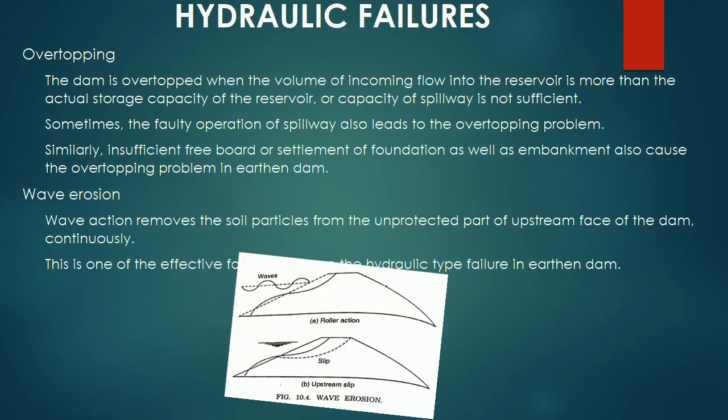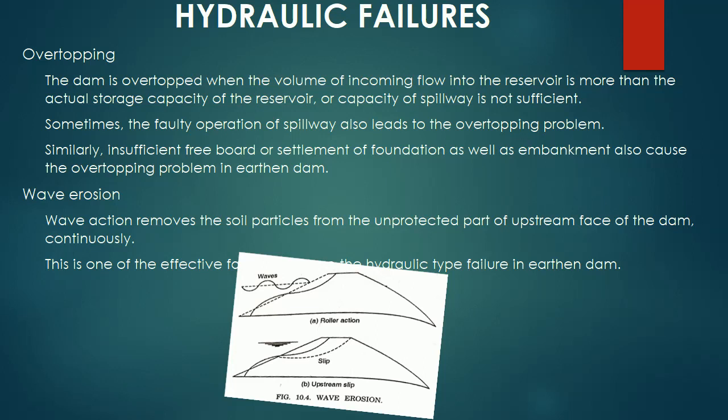The dam is overtopped when the volume of incoming flow into the reservoir is more than the actual storage capacity of the reservoir, or the capacity of the spillway is not sufficient. Sometimes, the faulty operation of the spillway also leads to the overtopping problem. Similarly, insufficient freeboard or settlement of foundation as well as embankment also cause the overtopping problem in an earthen dam.